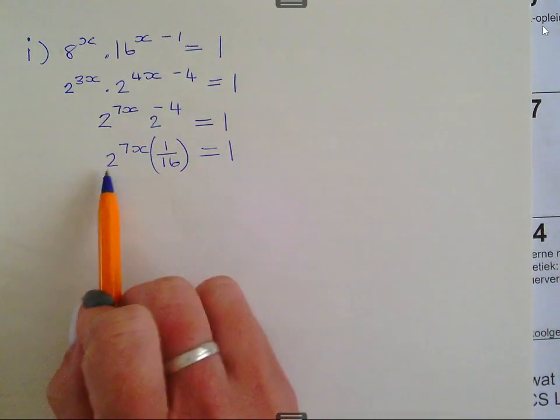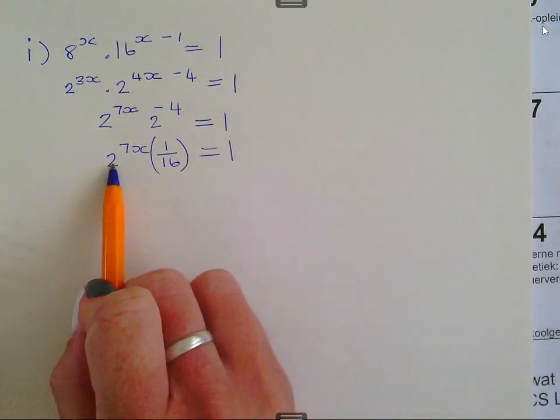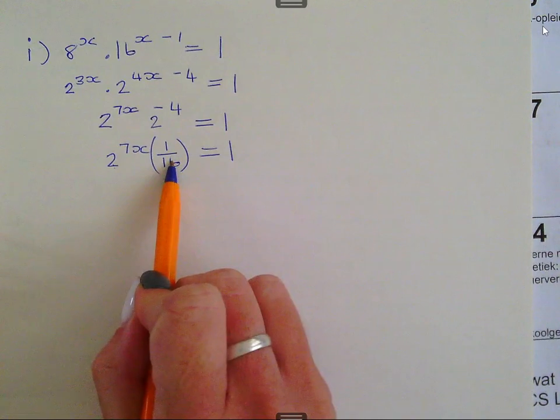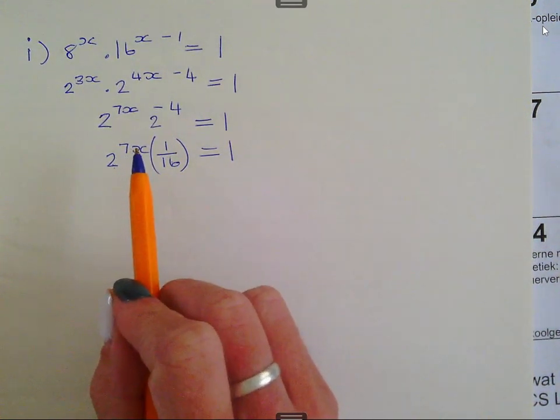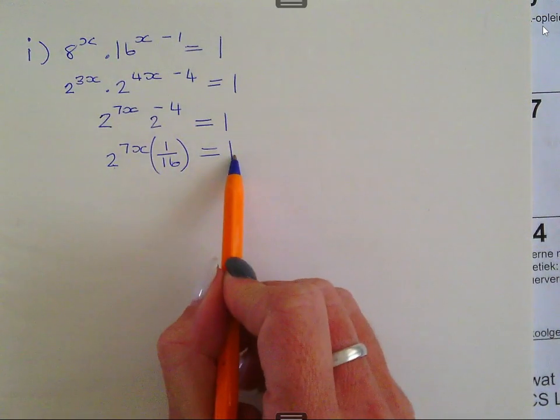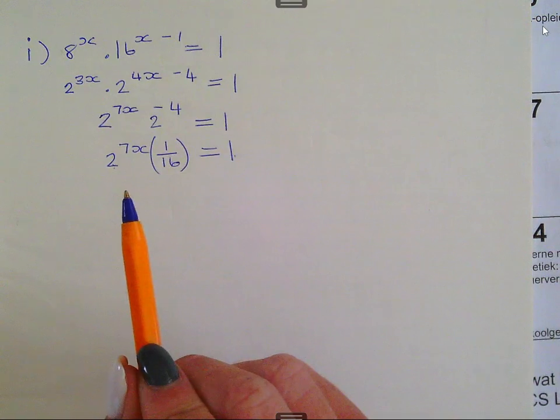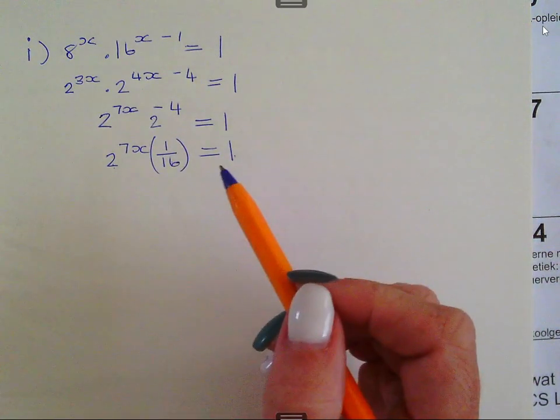So this one, exponential. This one, normal number. Even if it's a fraction, it's a normal number. This one, normal number. So what do you suggest we do now? Take the 1 over 16.